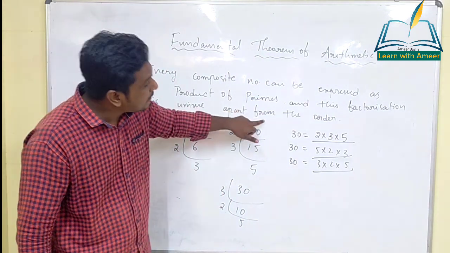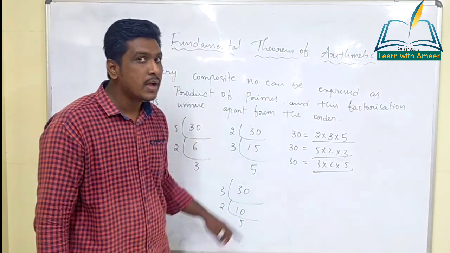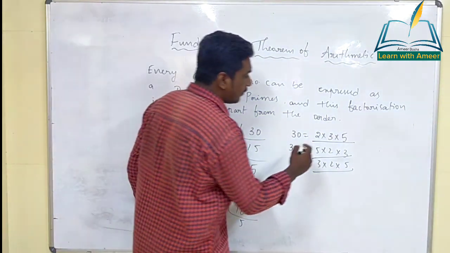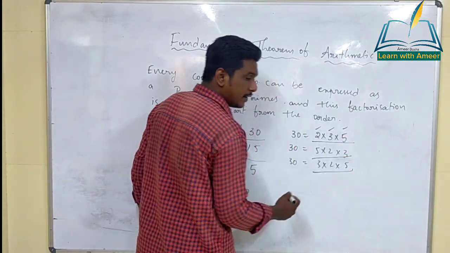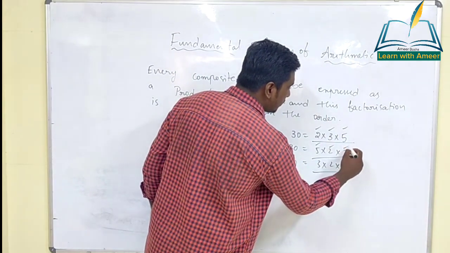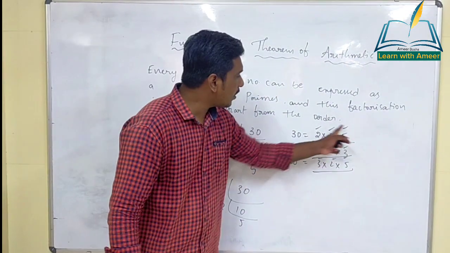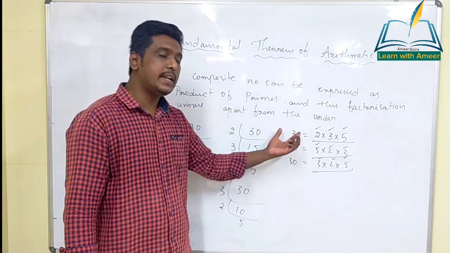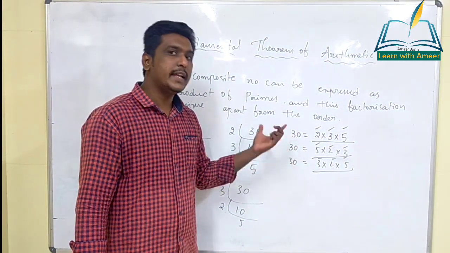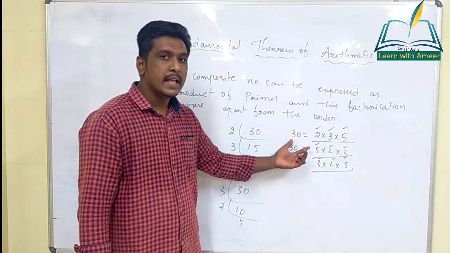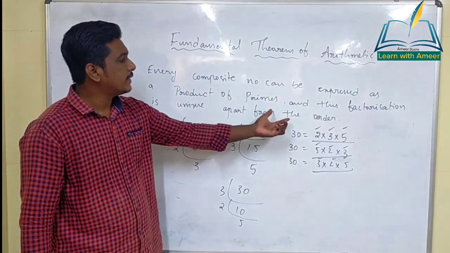Now we move on to our next point: unique apart from the order. If you observe here, we wrote 2 into 3 into 5, we wrote 5 into 2 into 3, and 3 into 2 into 5. Whatever order we write it in, ultimately what we will get is 30 itself. So that is what they meant by order.